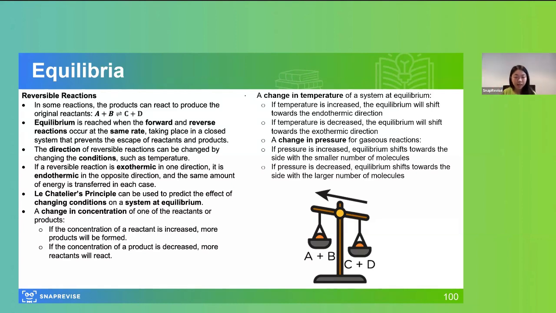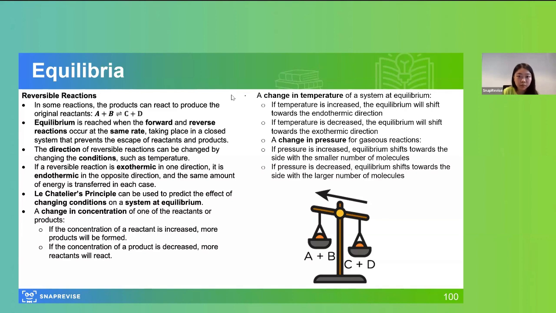That's temperature. Now for pressure. If the pressure increases, this is where it's a bit confusing, it's going to shift towards the side with the smaller number of molecules. So let me just type this out because it's kind of hard to explain just by that.